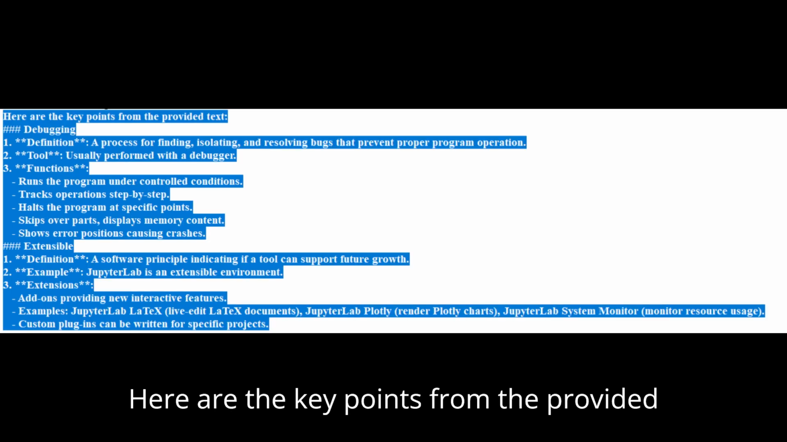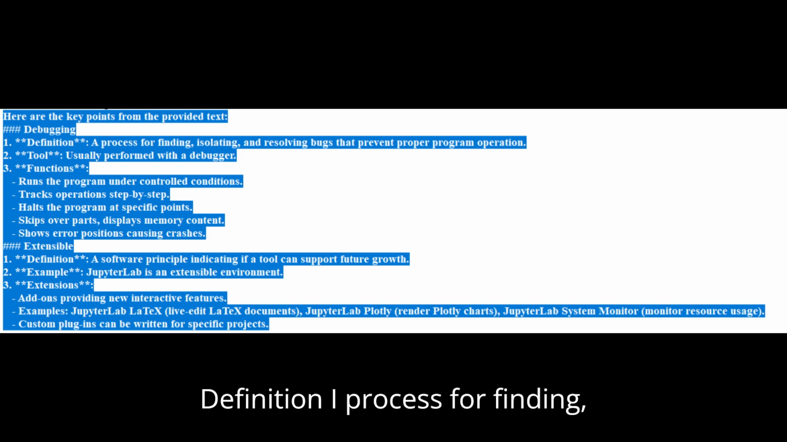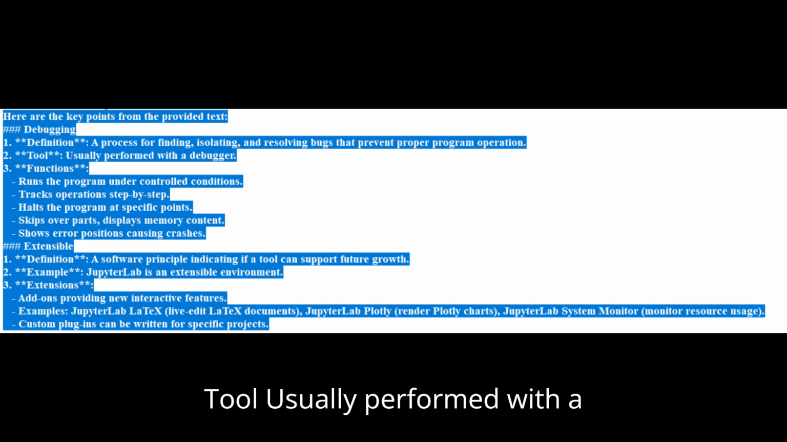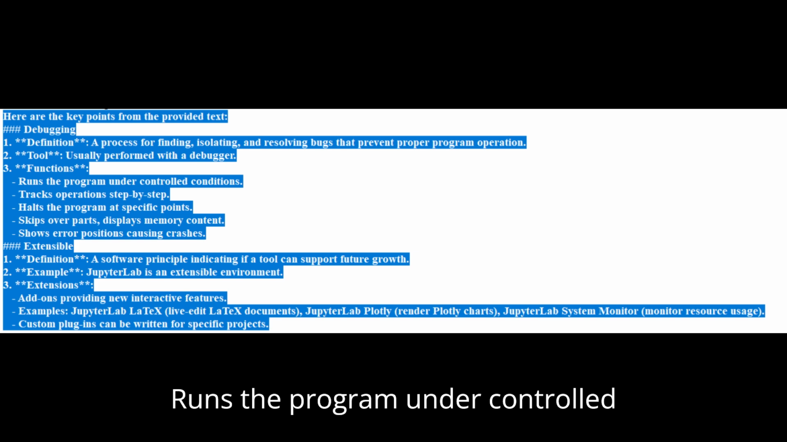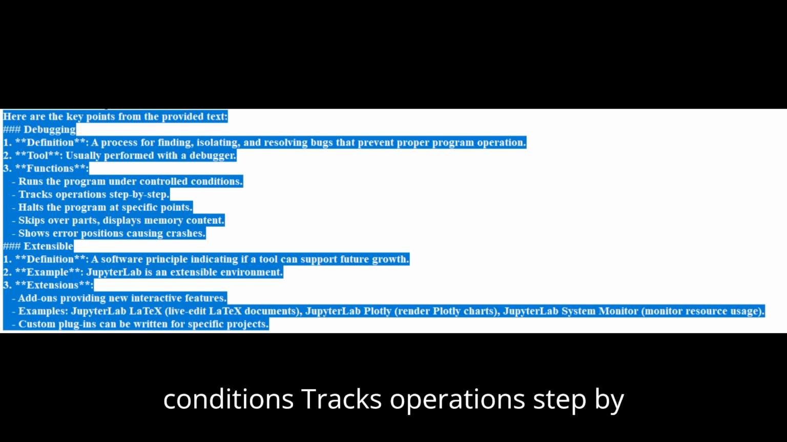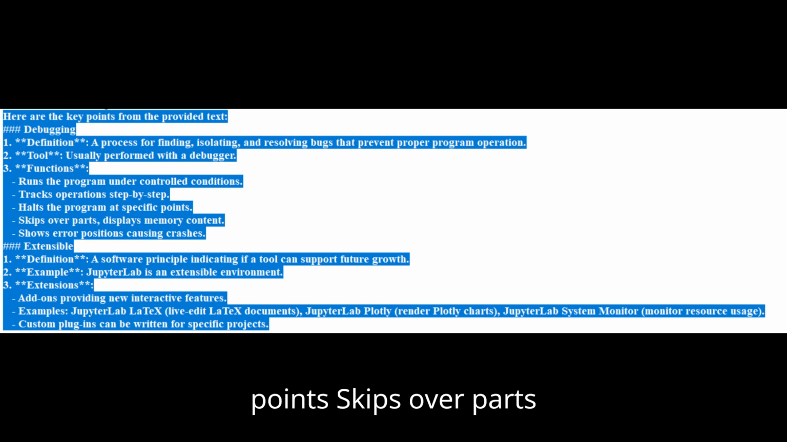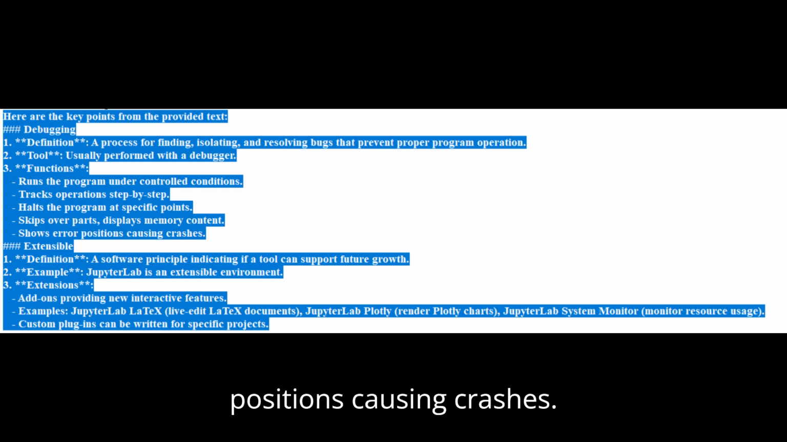Here are the key points from the provided text. Debugging. 1. Definition: a process for finding, isolating, and resolving bugs that prevent proper program operation. 2. Tool. Usually performed with a debugger. 3. Functions. Runs the program under controlled conditions. Tracks operations step by step. Halts the program at specific points. Skips over parts. Displays memory content. Shows error positions causing crashes.